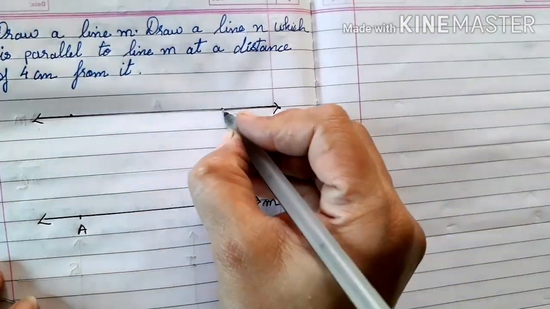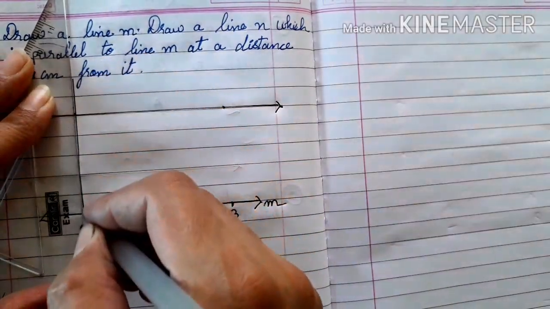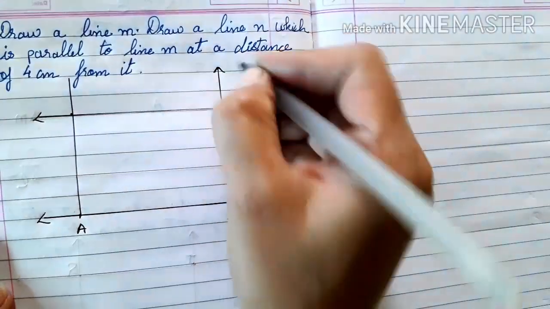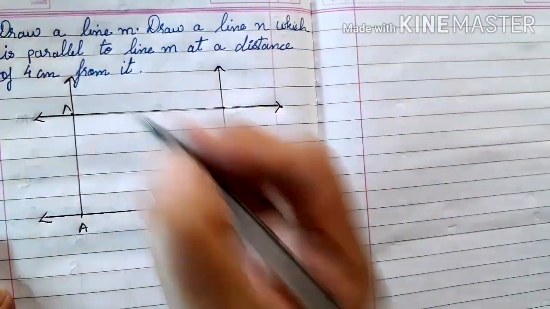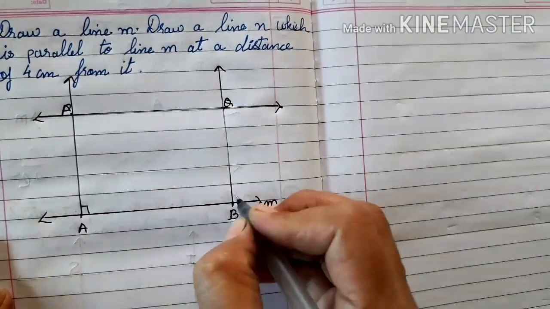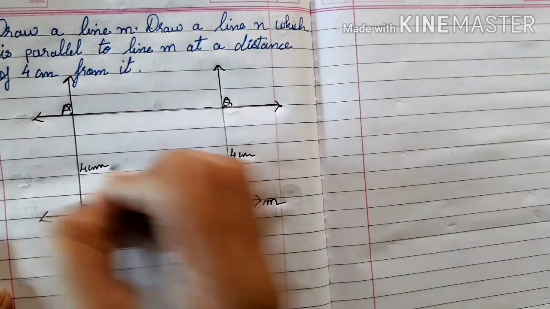Mark these points. Draw a line in this way. You have to show arrow. A is already there. So P and Q you can mark. Mark this 90 degree. This is supposed to be 4 centimeter. This is supposed to be 4 centimeter.